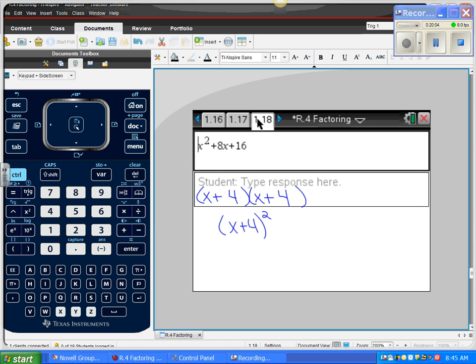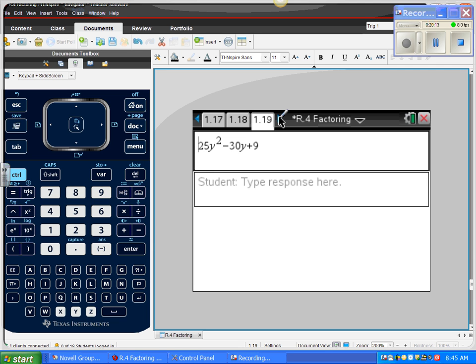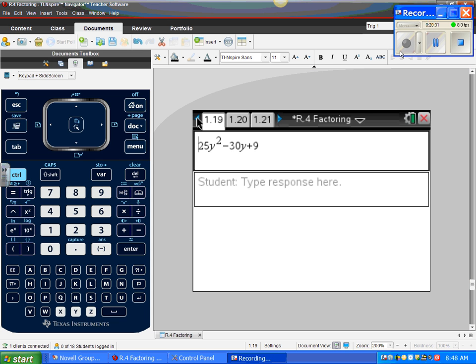We're almost done. I know I'm just over 20 minutes. We have one more example, I believe. Maybe two. 25y squared minus 30y plus 9. Okay, so again, let's look at what we have. 25y squared minus 30y plus 9.